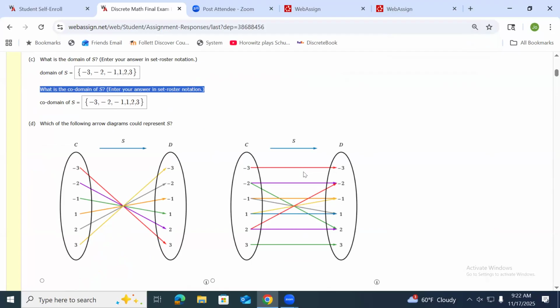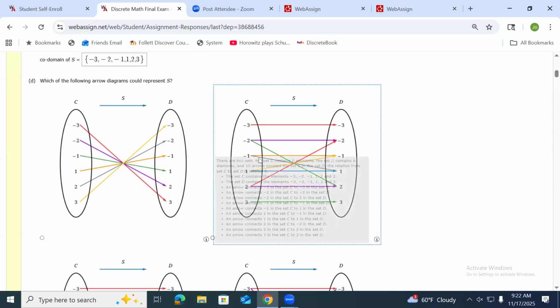It could be this one maybe, because -3 only goes to one spot, but -2 goes to both -2 and +2. -1 goes to both -1 and +1. +1 goes both to -1 and +1. 2 goes to -2 and 2, and 3 goes only to 3. So I believe it's that one.